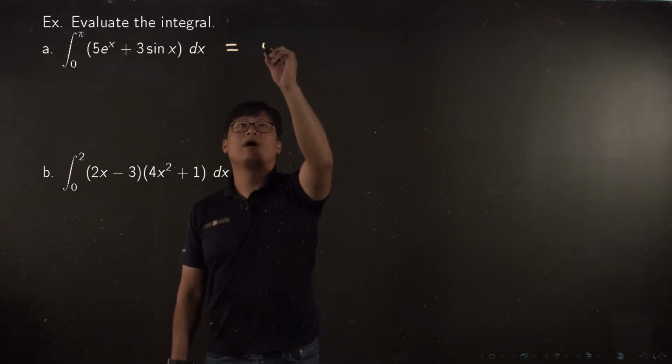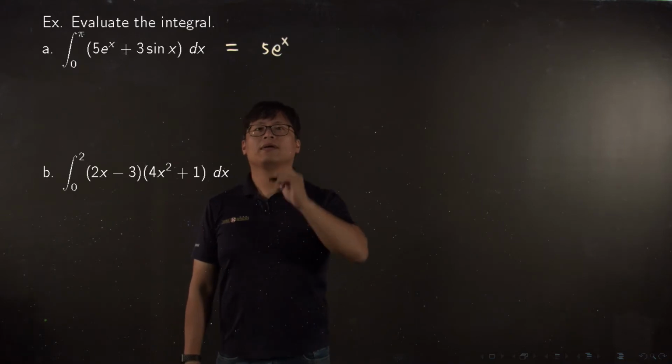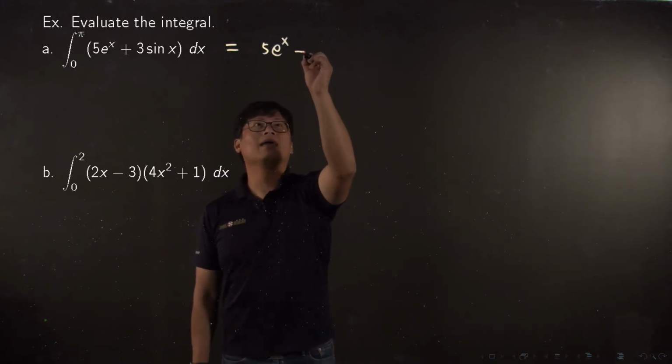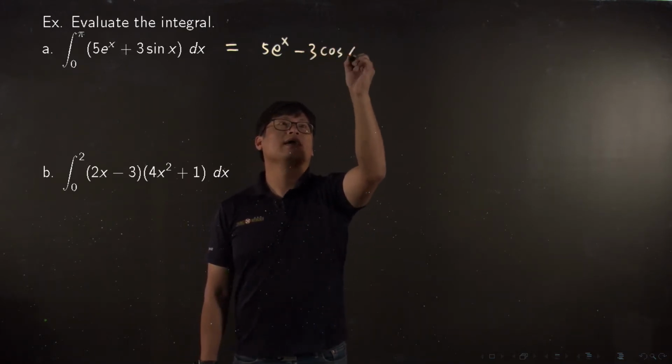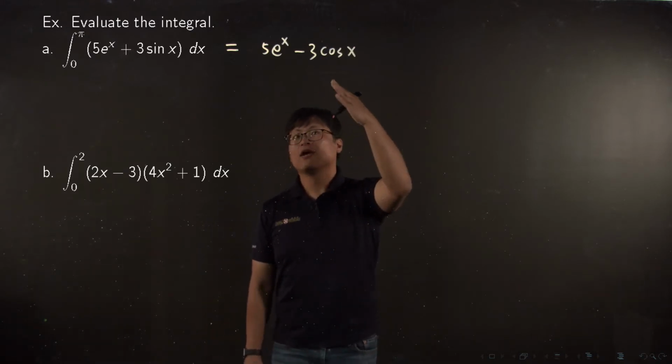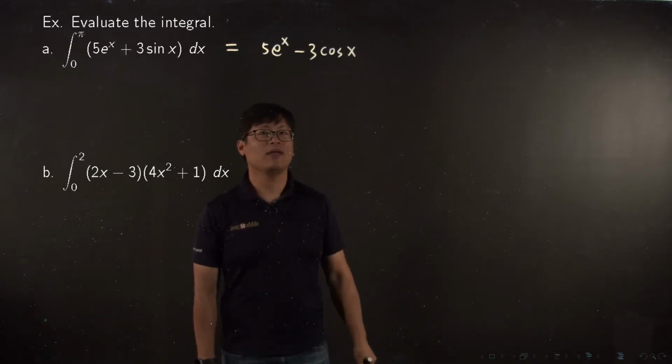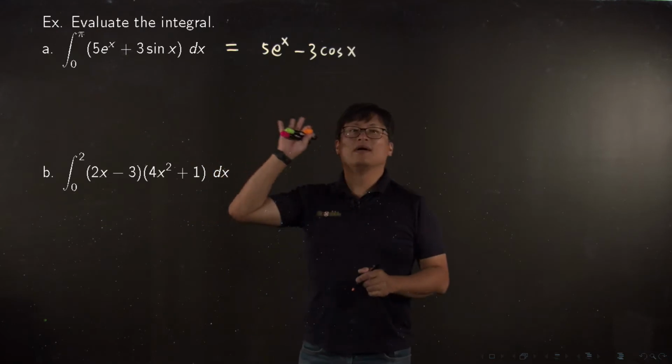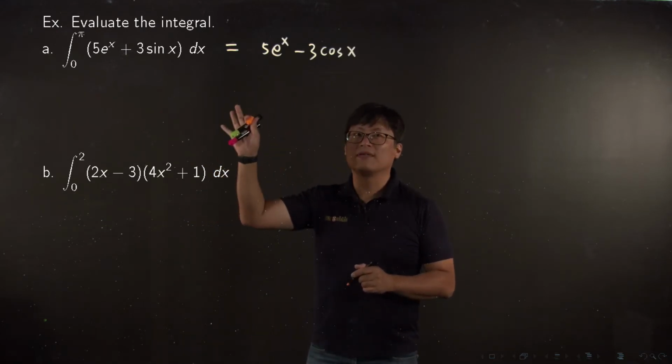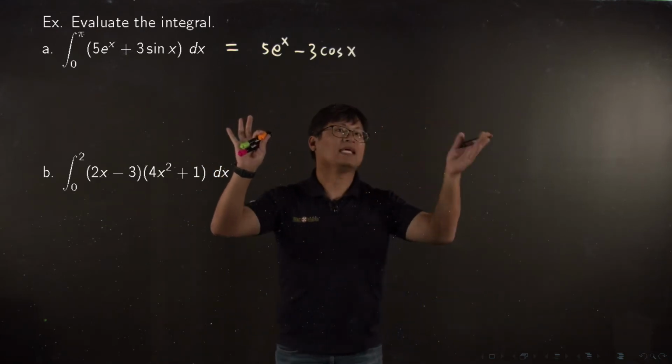The antiderivative is 5 e to the x, right? The second one is minus 3 cosine x, because the derivative of cosine x is minus sine x, right? And for this definite integral, we don't have to add the constant c, right?